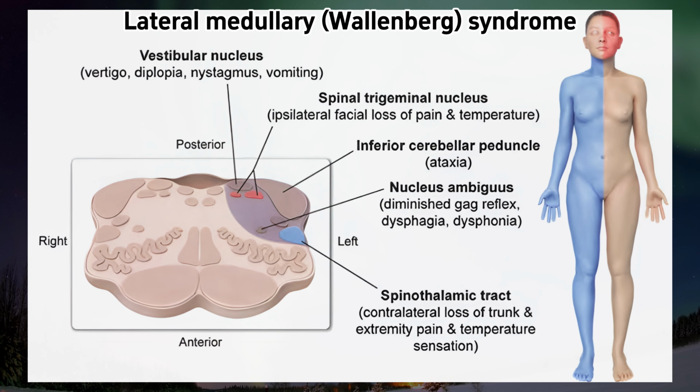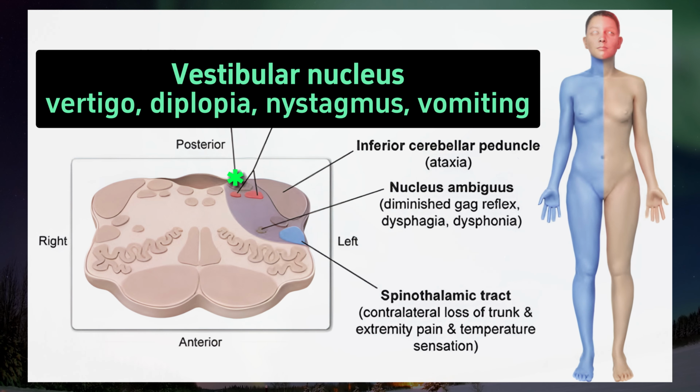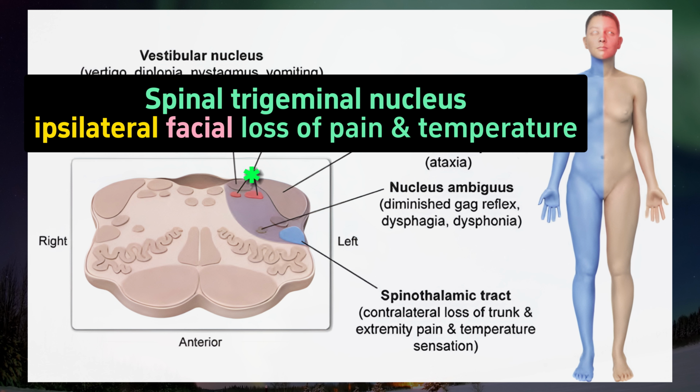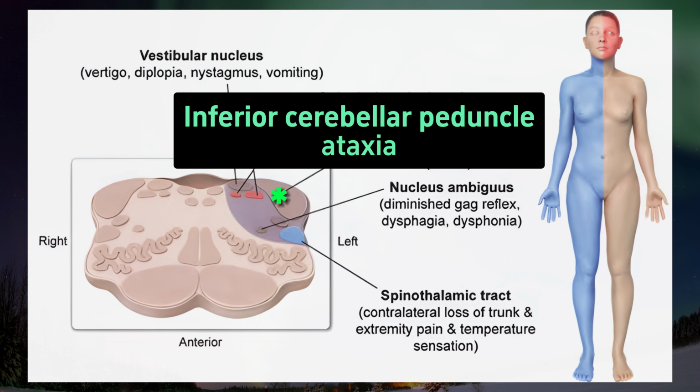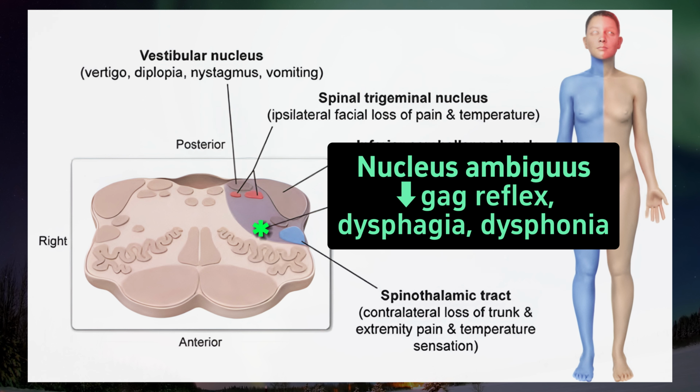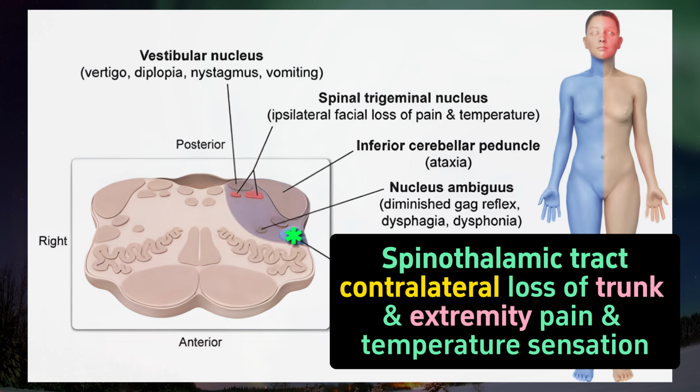Lateral medullary, Wallenberg syndrome: vestibular nucleus, vertigo, diplopia, nystagmus, vomiting. Spinal trigeminal nucleus, ipsilateral facial loss of pain and temperature. Inferior cerebellar peduncle, ataxia. Nucleus ambiguus, diminished gag reflex, dysphagia, and dysphonia. Spinothalamic tract, contralateral loss of trunk and extremity pain and temperature sensation.